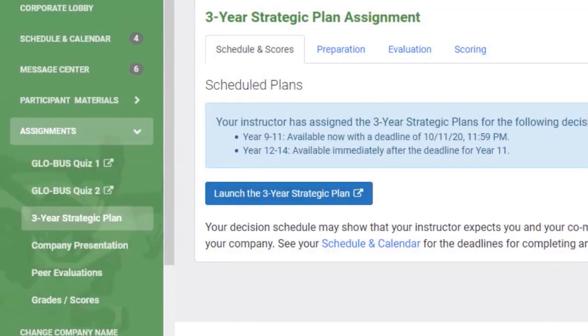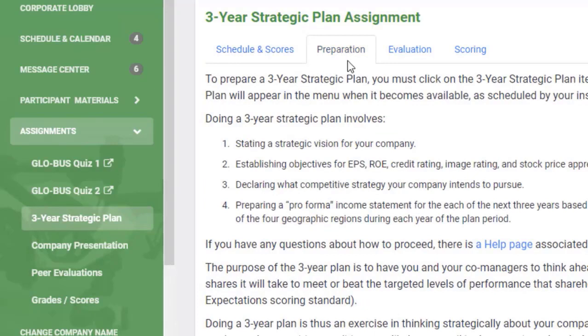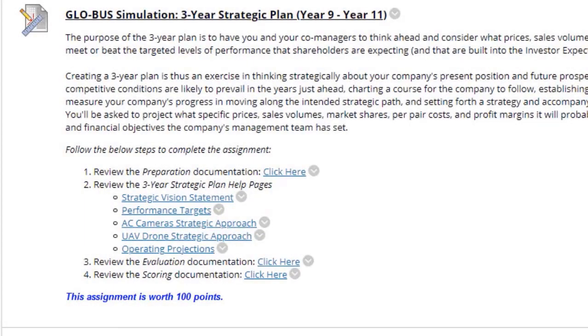Within your corporate lobby, under Assignments, is the 3-year strategic plan. The first tab you're going to see is the Schedule and Scoring. Make sure you definitely click on the Preparation tab. Then again, this information is also in Blackboard, but now you have it in 2 places, so hopefully you don't miss it. So you should be reviewing each one of these tabs, which is the Schedule and Scoring, the Preparation, Evaluation, and Scoring. Now I'm going to jump back into Blackboard. Most teams that communicate well and take their time with the 3-year strategic plan do very well.